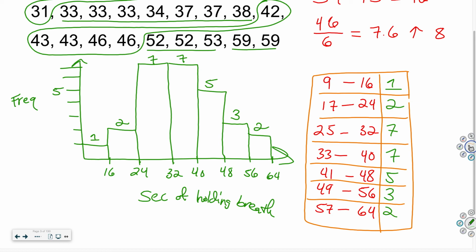The downfall of a histogram is I don't know the actual numbers. Once I look at the histogram and I don't have the data anymore, if I only have the histogram, I know that there were 7 people between 25 and 32, but I don't know which actual numbers came up. Was it 29 every time? Maybe, maybe not. I don't know the actual numbers, but I can make predictions. I can get an overall summary of the data from the histogram. And that's how you would build a histogram.